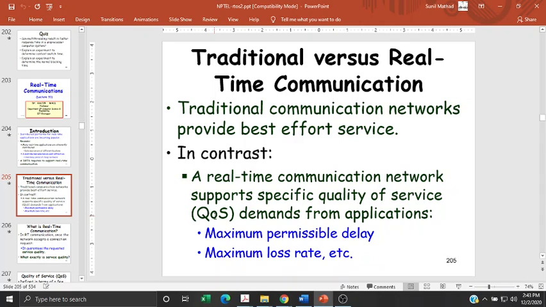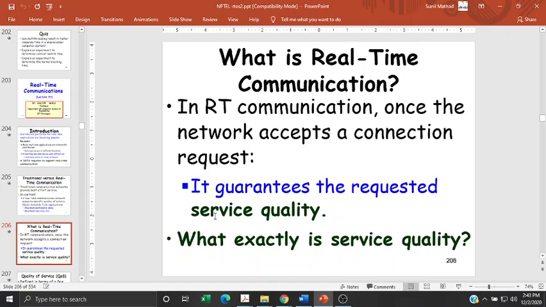So maximum loss rate. If you are viewing any YouTube video, or there is buffering, or some frames lost, or some packets lost, how much loss is sustainable? Still, there is a pleasantness in viewing a movie whenever you use that service. In real-time communication, once the network accepts a connection request, it guarantees the requested service quality.